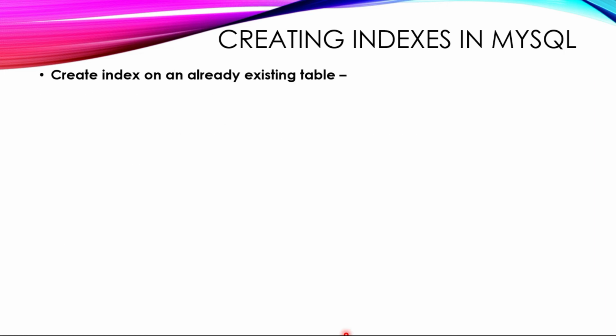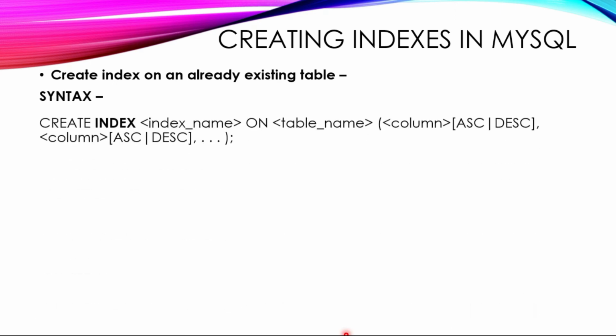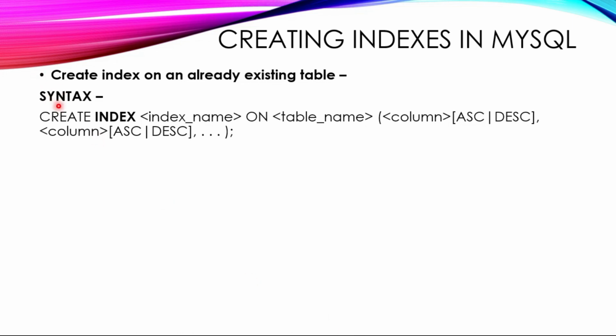Next is create index on an already existing table. Already existing means you have created the table, you have inserted values, but later on you realize that you want an index on this table. So you can give index on the existing table. Syntax: you have to use create index, whatever the name of the index, on what table you want to give index, and in that table which column you want to give as index.